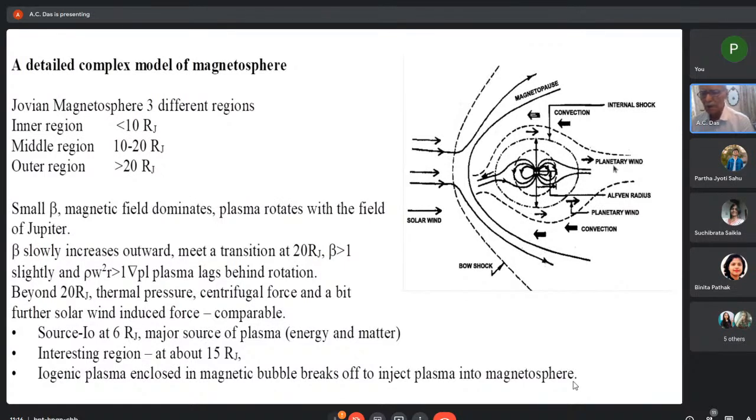That is because there is a Rayleigh-Taylor type instability, or we can call it a flux interchange instability. So this is one way by which you can have the plasma transport across the magnetic field.